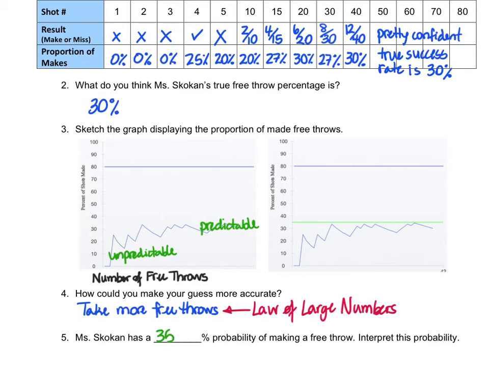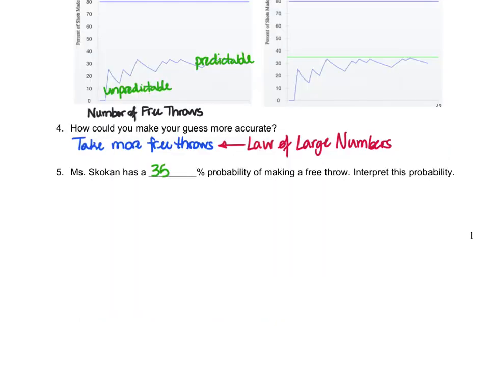Now let's take a look at how we interpret that probability. We now know that probability needs to be long-term. So the way that we're going to make the interpretation is we're going to say, if Ms. Skokin takes many, many free throws, and yes, many, many is a thing, then about 35% of them will be successful.